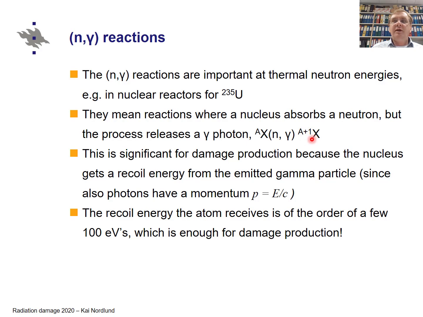recoil energy if the neutron energy is low, but the emission of the gamma then gives a recoil to this new nucleus, because photons have momentum according to the energy divided by c. So then this momentum is transferred to the nucleus, and it turns out that the recoil energy is a few hundred electronvolts. This is of course much less than the keV energies mentioned for the elastic collisions, but even a few hundred electronvolts is enough for damage production. We will return to this damage production mechanism later on during this course.